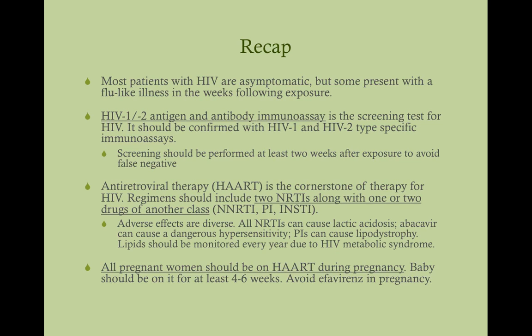HIV-1 and HIV-2 antigen antibody immunoassay, a single blood test, is the screening test for HIV. ELISA and Western blot, no more. It should be confirmed with HIV-1 and HIV-2 type-specific immunoassays. So if this comes back positive, then you're going to get each of these and test for them. Usually one will come back positive.